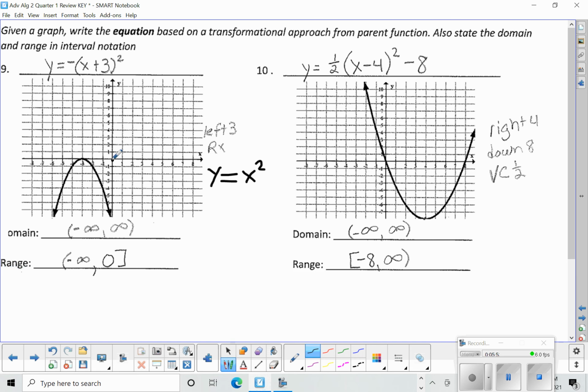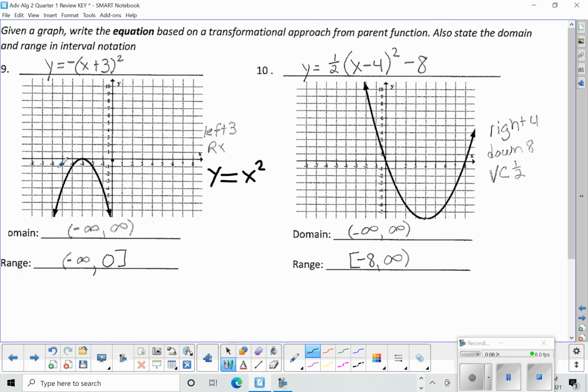Everything starts here at the center at 0, 0. This has moved left 3. I also know instead of being a U shape going up, this is a U shape going down, so it's reflected over the x-axis. So now I'm going to take this and rewrite it. Here's my negative for the reflection over the x-axis. Inside the parentheses, x plus 3, it went left, squared.